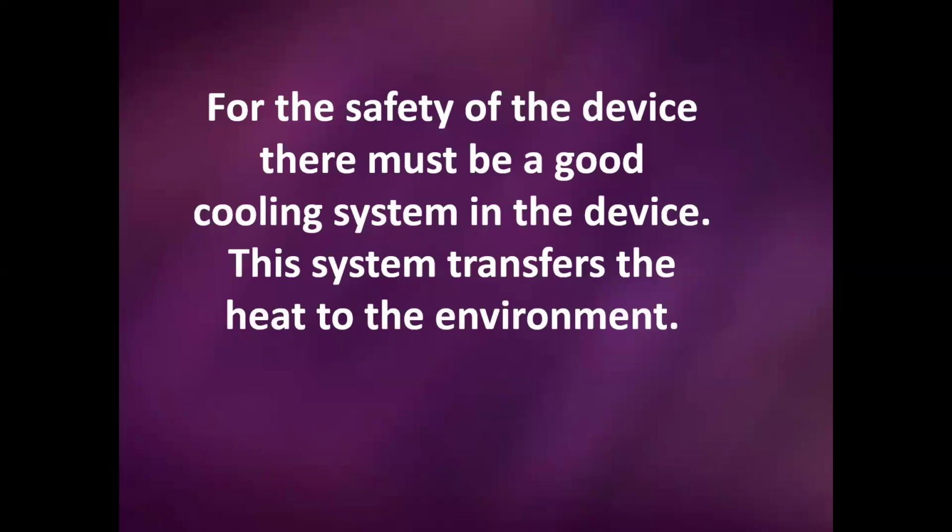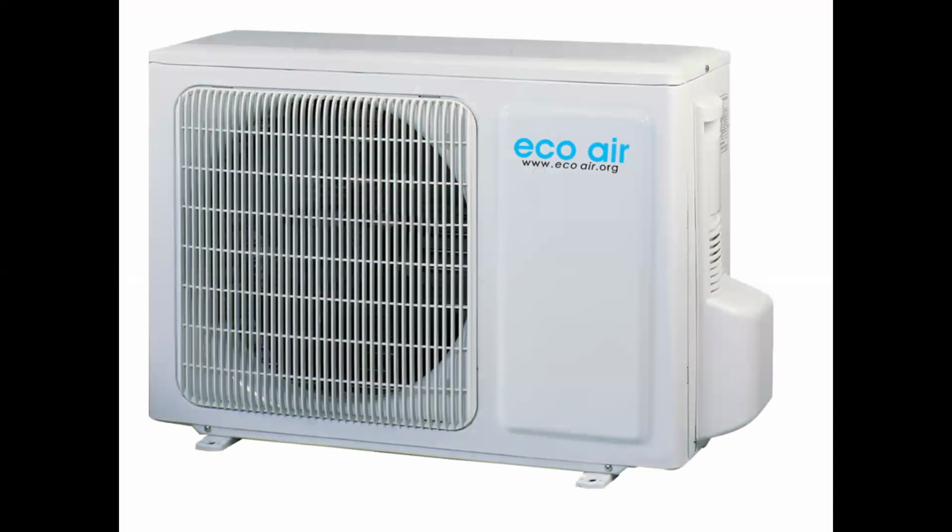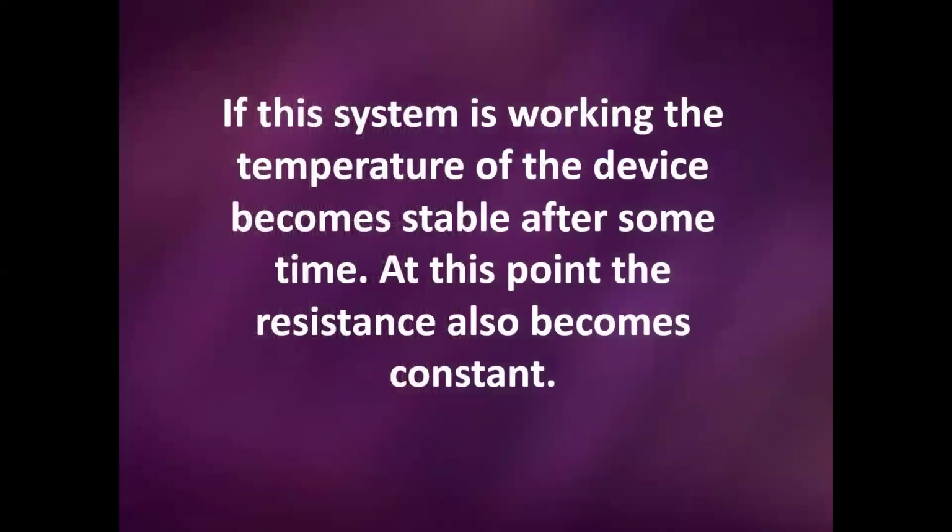Now, for the safety of the device, we put our next concept. For the safety of the device, there must be a good cooling system, otherwise heating can damage the device. Cooling system may include exhaust fan, black metallic fins, liquid cooling, and different options are there. This is the outer unit of those conventional split air conditioners, and this outer unit contains a big fan. The purpose is to keep the system cool. So in this system, temperature of the device becomes stable after some time. At this point, the resistance also becomes constant.